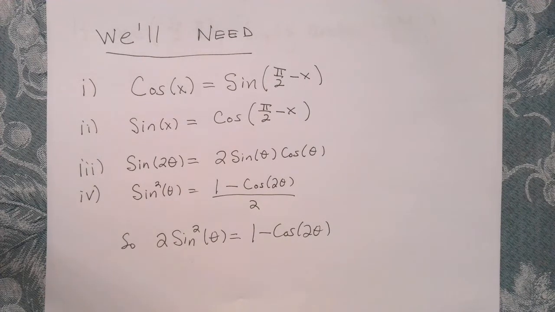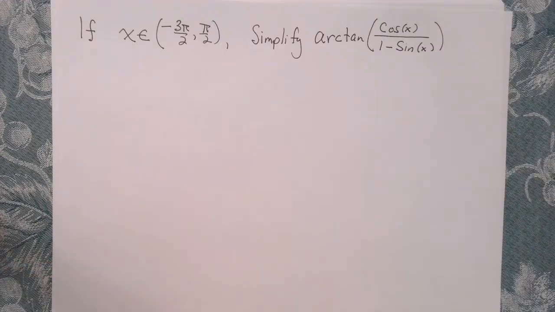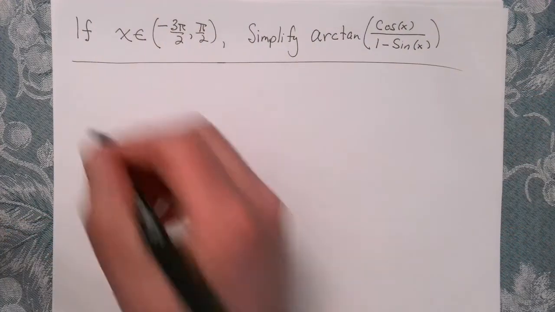Well, four, that comes from the double angle formula for cosine. This is sometimes referred to as the power reducing formula. And so sine squared of theta is equal to 1 minus the cosine of 2 theta all over 2. And we can think about this just by doing a little bit of algebra. Okay, so with that said, let's simplify this expression.